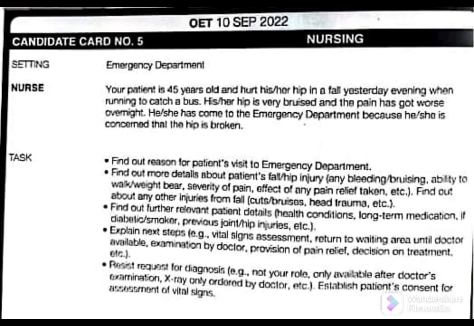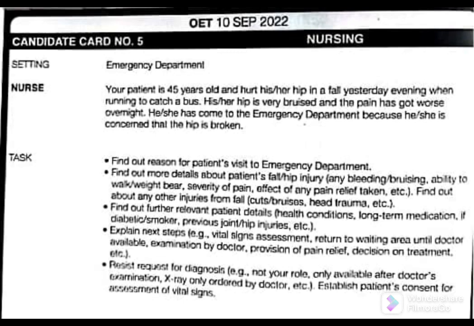Then we can tell that, okay, thank you for your information. And I would like to find out about any other injuries from the fall, whether you have any cuts or any head trauma or anything, are you getting a headache or anything after the fall. Then the patient is telling that no, actually I have only the problem in my hip area, other than that everything is fine. And then we can tell that, okay, thank you for all the information.